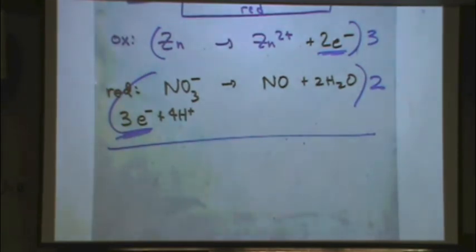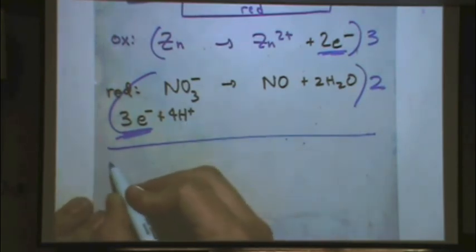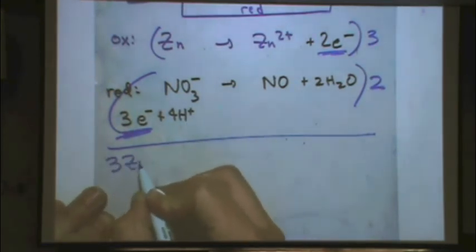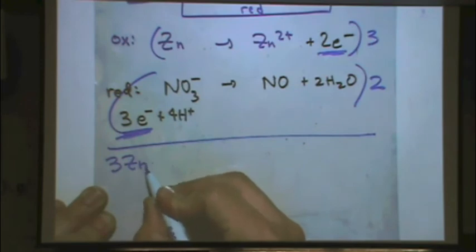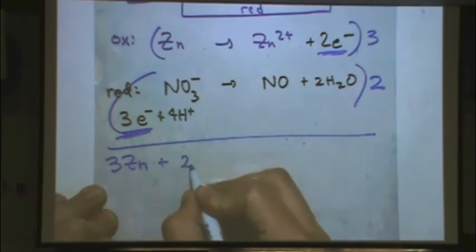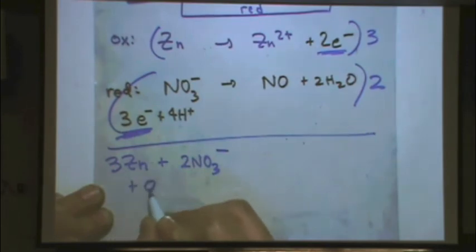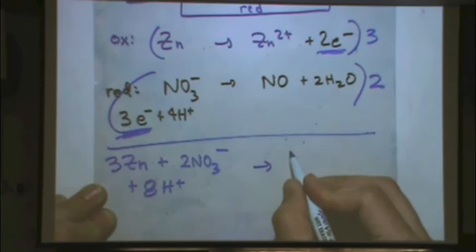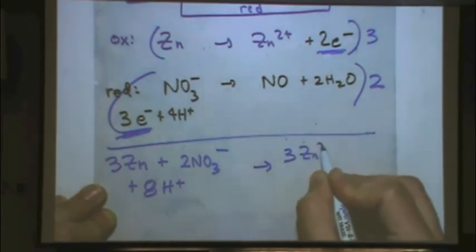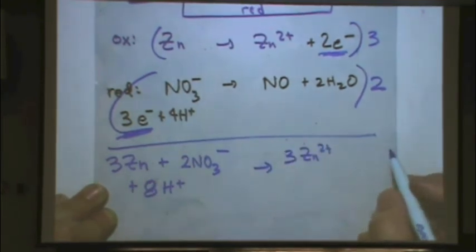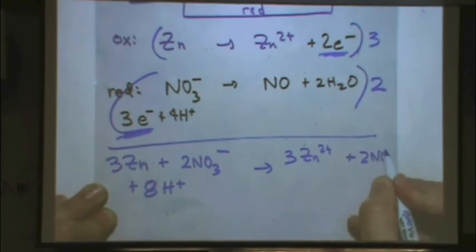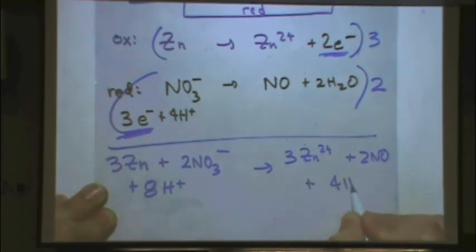Okay, so when I add them, let's write all the reactions first. 3 zinc plus 2 nitrates plus 8 H plus. There's all the reactants, now all the products. 3 zinc 2 plus, 2 NO plus 4 H2O.